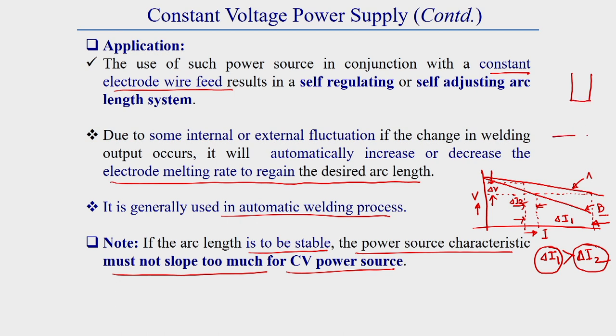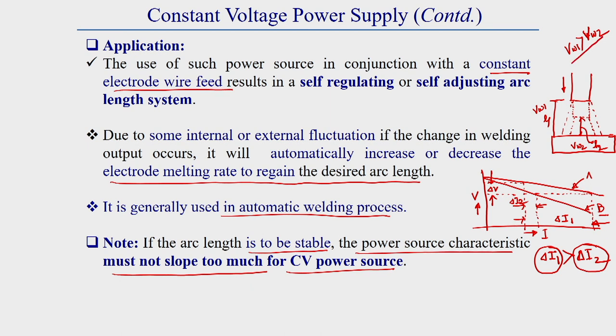Let this be an electrode, and this is the wire feeding; let's say the wire is continuously feeding here. Now suddenly, due to some internal or external disturbance, let this wire feed rate increase. So in this case, let us say the arc length was initially L1, and now the arc length is L2. What happens in the first category? If the arc length changes to L2, that means the arc length reduces, so the voltage, whatever it was, Vw1, will become Vw2, where Vw1 is greater than Vw2.